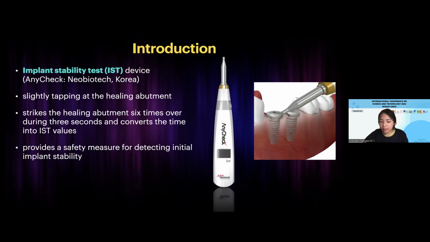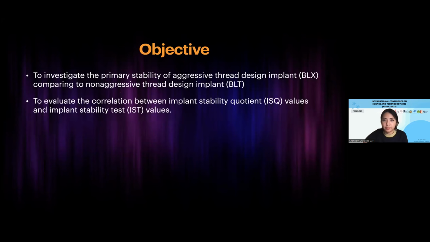Also, for the new aggressive thread implant that I just mentioned, no study has assessed its primary stability using both ISQ and IST values. So the objective of this study is, first, to investigate the primary stability of the aggressive thread design implant compared to the non-aggressive thread design implant. And the second is to evaluate the correlation between ISQ value and IST value.